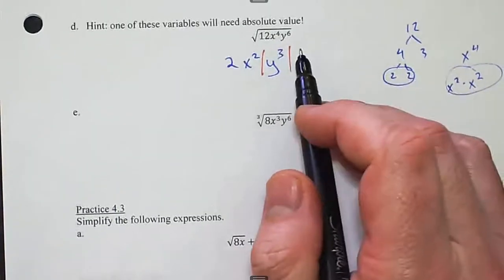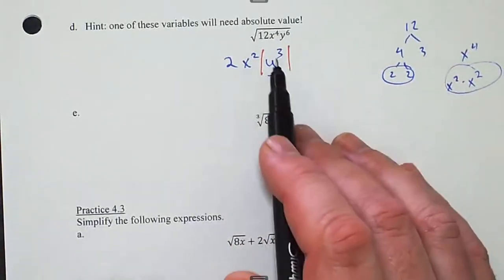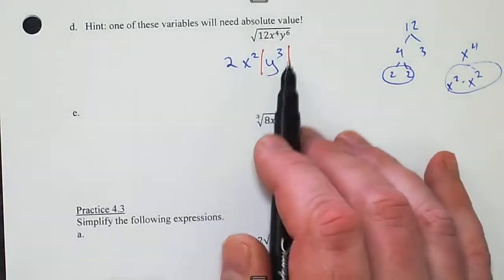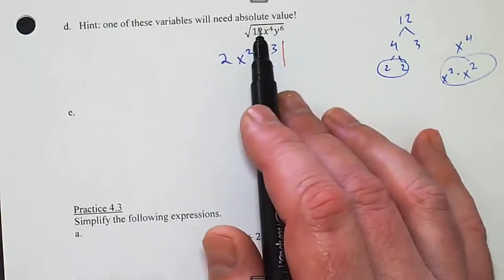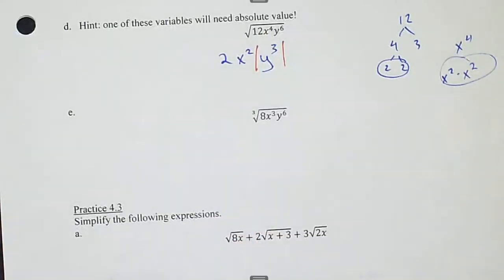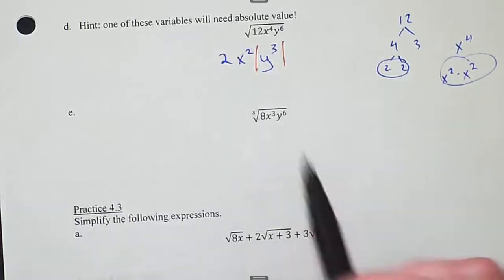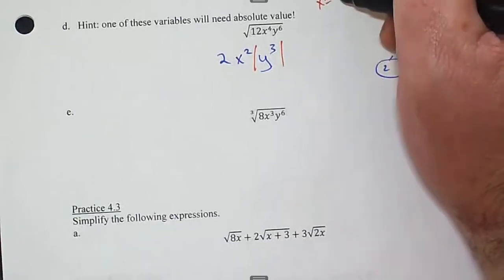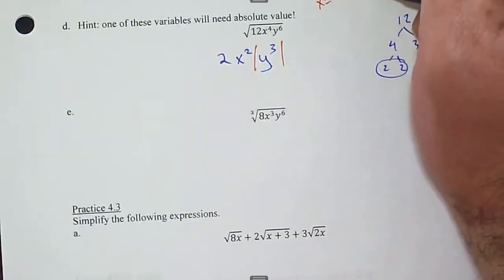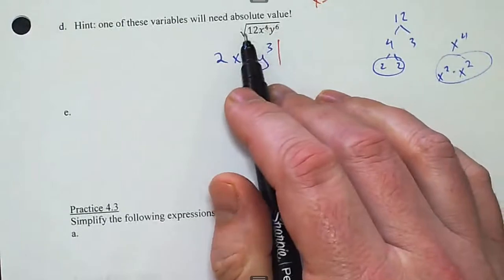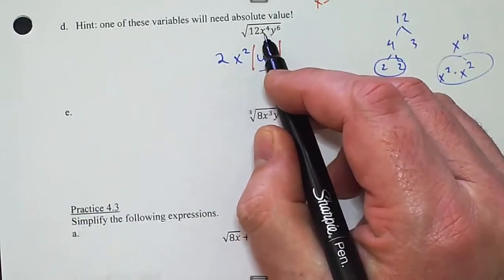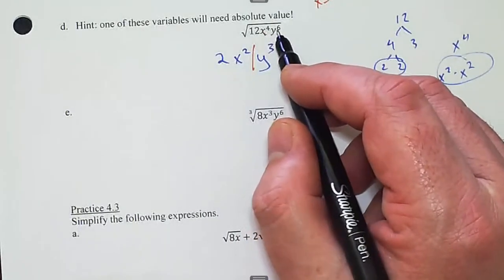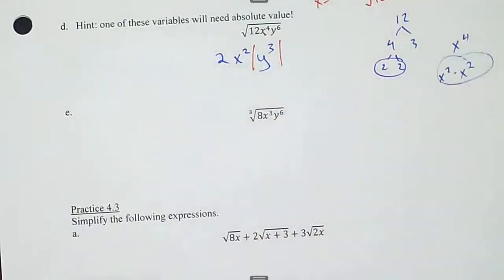If I plug a negative number in, the whole idea of simplifying is that I can use this simpler expression to get the same result as doing this more complicated one, right? We simplify stuff to make our life easier, but we don't want to simplify and start getting different answers, right? So let's say I let x equal 1 and y equal -1. If I plug that into the original expression, I would end up with 12 times 1, and a -1 to the 6th is a positive 1, so I would get the square root of 12.